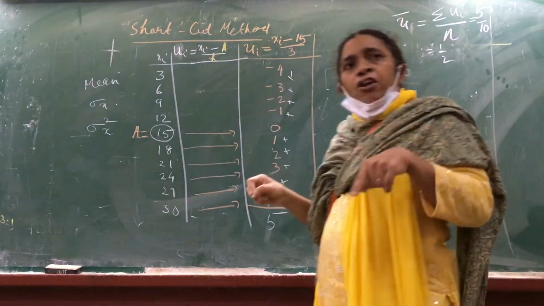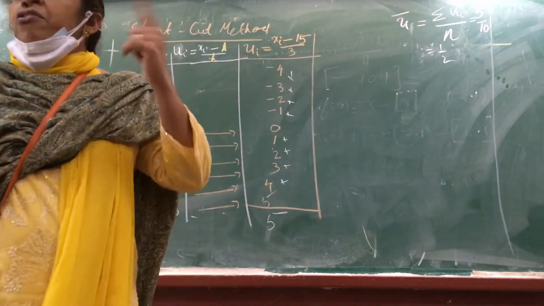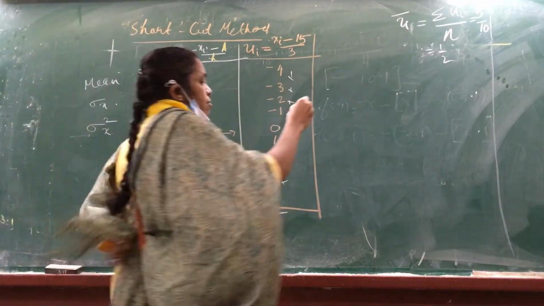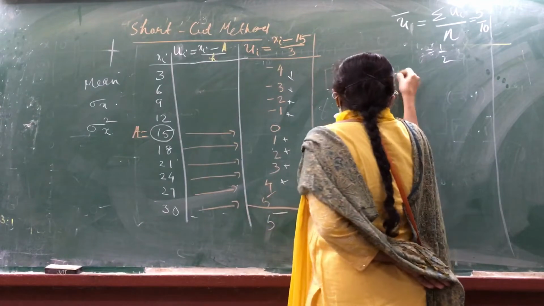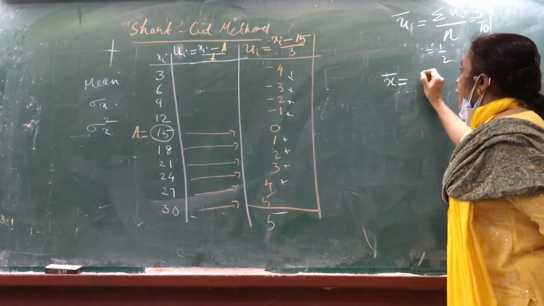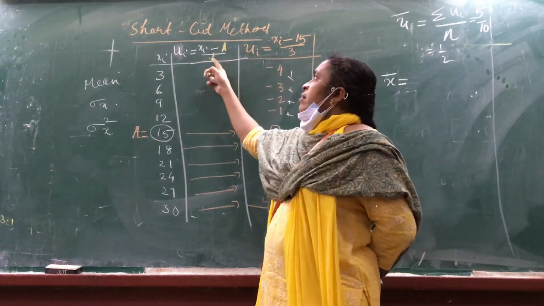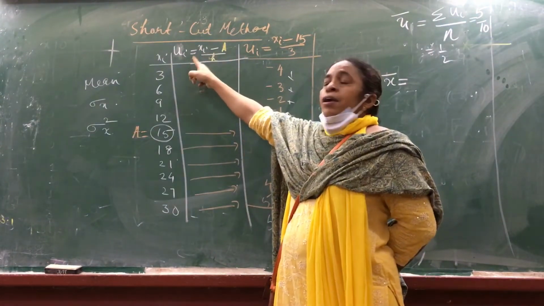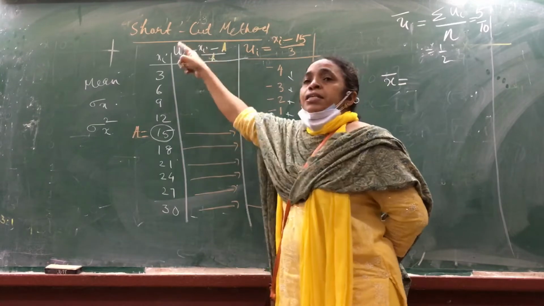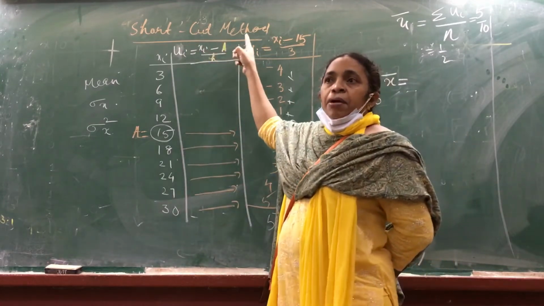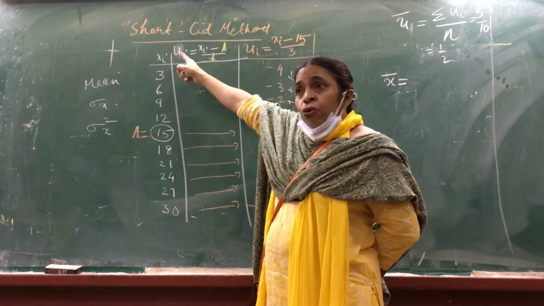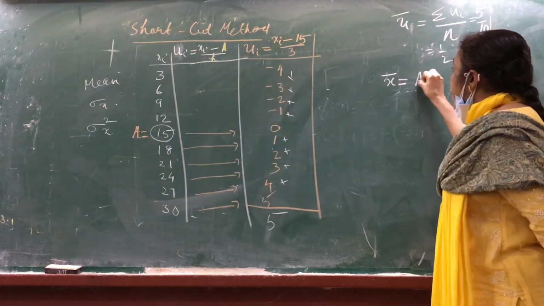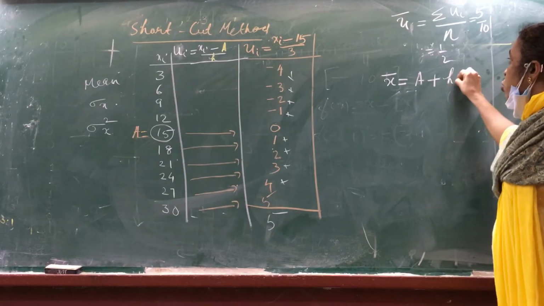But this is the mean of the new variables. But you have to find out the mean of xi's. How will you go back to x bar, the mean of xi's? What procedure you have done, the reverse one you will do. How will you get xi from ui? Xi is h ui plus a, right? Xi minus a equal to h ui. So xi equal to a plus h ui. X bar will be similarly a plus h u bar.